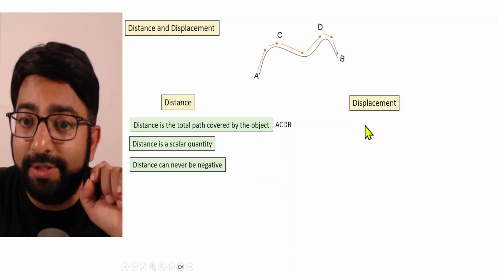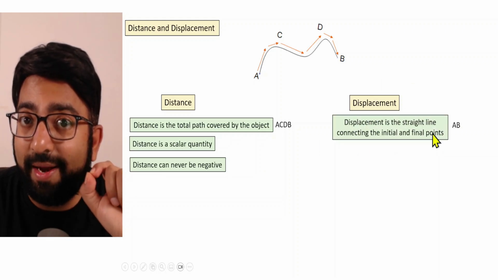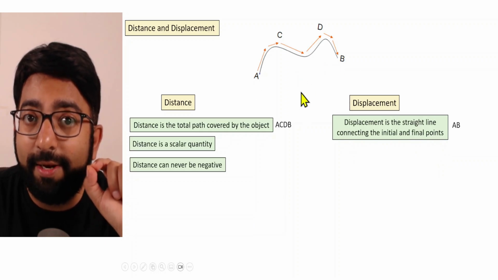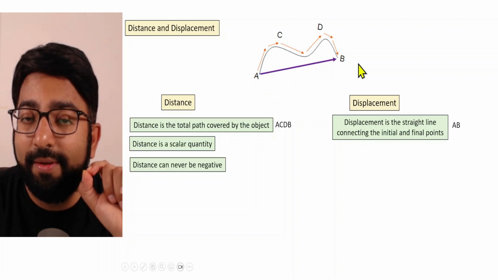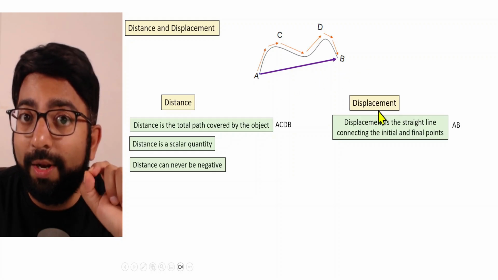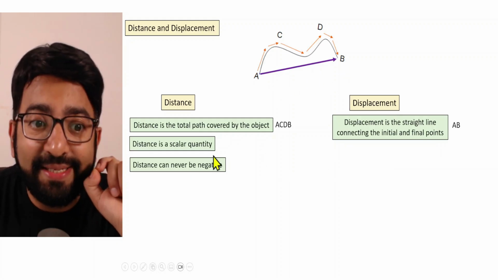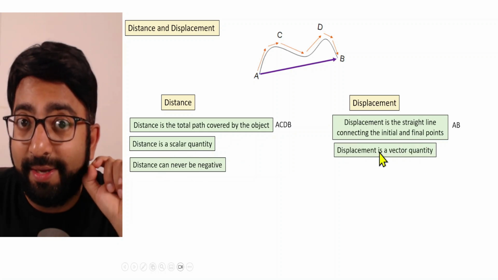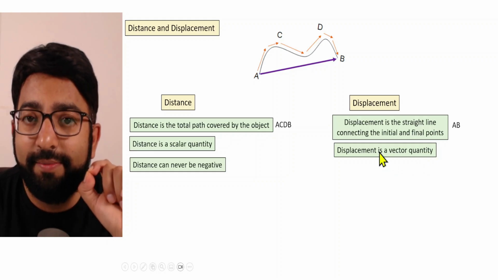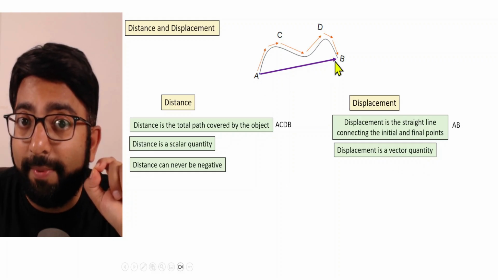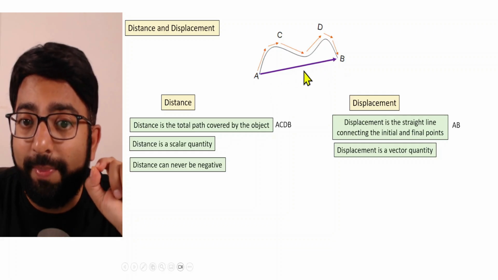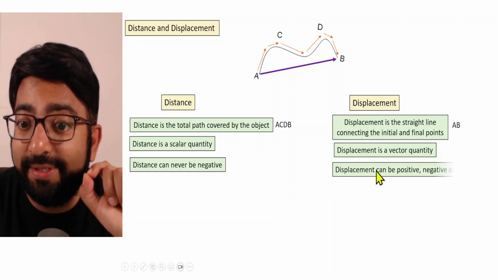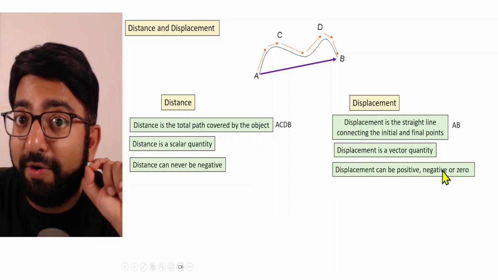On the other hand, what is displacement? Displacement is the straight line which connects the initial and the final points. So in this diagram, if we connect A and B with a straight line AB, the length of this line segment AB will be the displacement. Unlike distance, which is a scalar quantity, displacement is a vector quantity, which means it has a magnitude and a direction. Magnitude will be the length of this line segment, and direction of displacement will be the direction of this arrow. Now, the most important aspect of displacement is it can be positive, negative, or even zero.